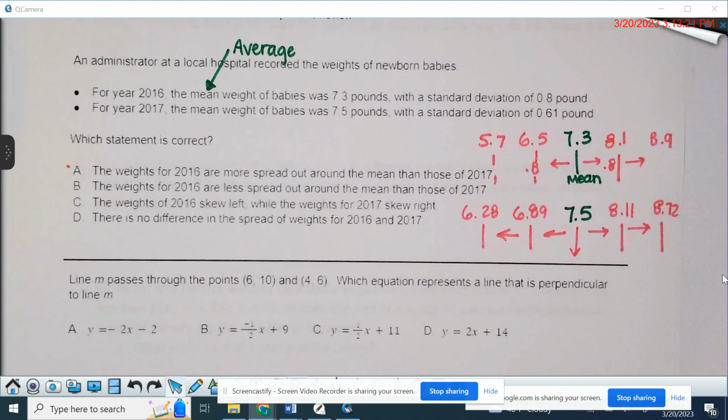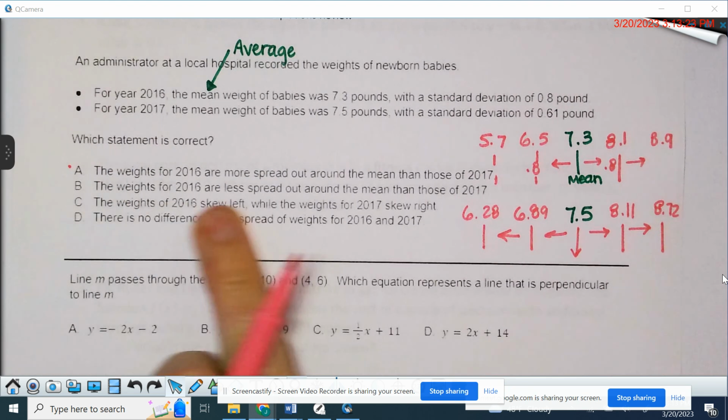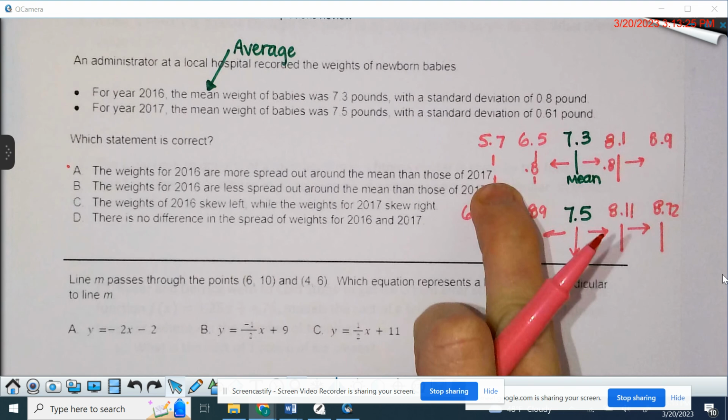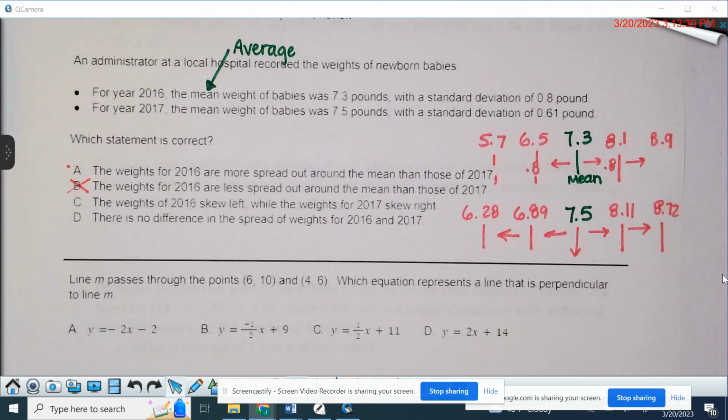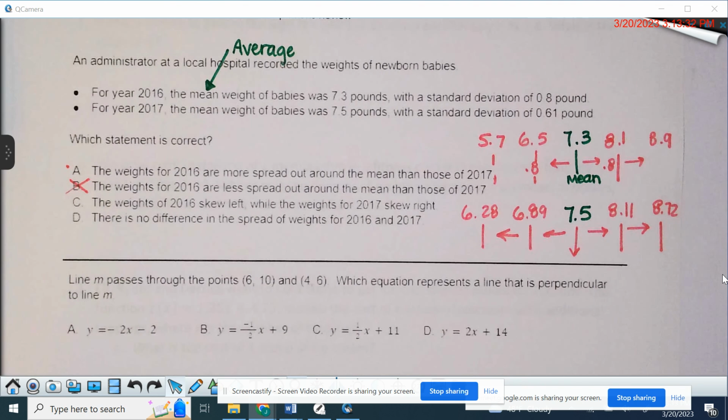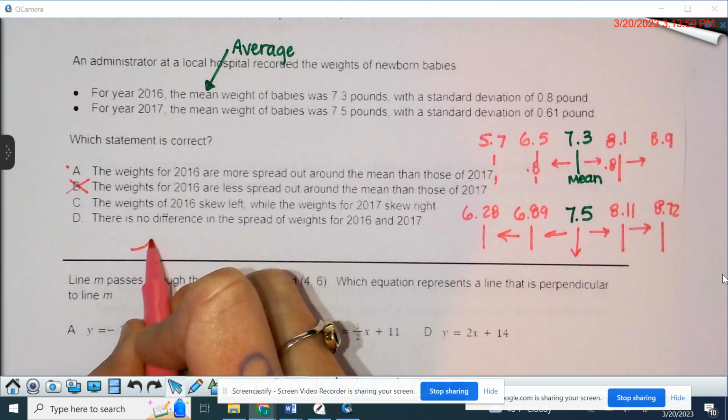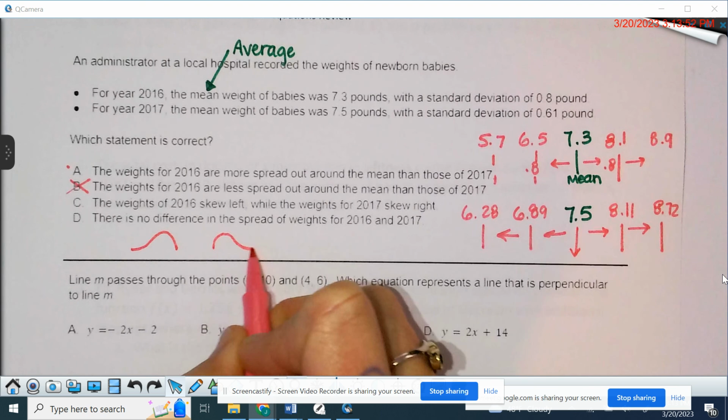The weights of 2016 are less spread out. That's not the case, because this is a lower number than that one. So definitely not B. The weights of 2016 are skewed left, while the weights of 2017 are skewed right. You don't have enough information to decide that. The skew left and the skew right is typically dealing with outliers. And just as a review, so this is skewed right.